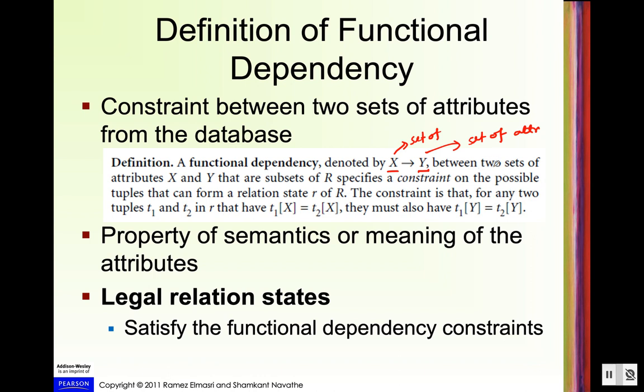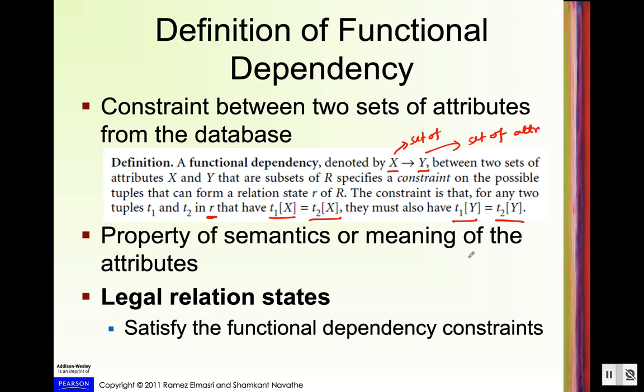So this functional dependency says that if we have a functional dependency like that, X to Y, or Y is functionally dependent on X, then this constraint says that for any two tuples t1 and t2 in R, the relation state, if they have t1[X] equals t2[X], meaning two tuples have the same value for the X attribute, they must have t1[Y] equals t2[Y], meaning they must have the same value for the Y attribute.